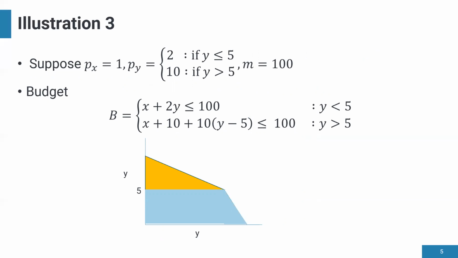Now let's take another example, illustration 3, which is a typical case. For example, your price of x is equal to 1, but py is differing. How? If you are buying less than 5 units, then you have to pay price 2, and if you are buying more than that, you have to pay price 10.